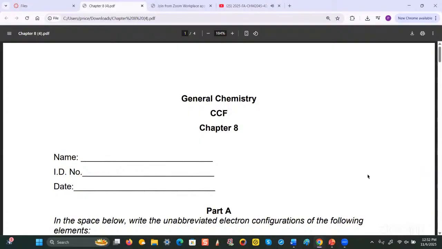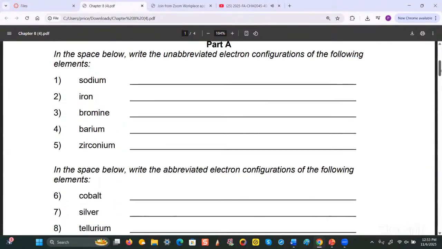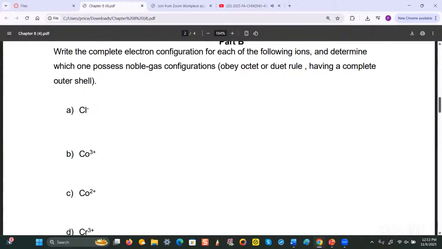Okay, so let's scroll down. I'm sure we did part A already. Okay, so part B. This question is asking you to write the complete electron configuration for each of the following ions and determine which one possesses the noble gas configuration. In other words, if they obey the octet or duet rule by having a complete outer shell.